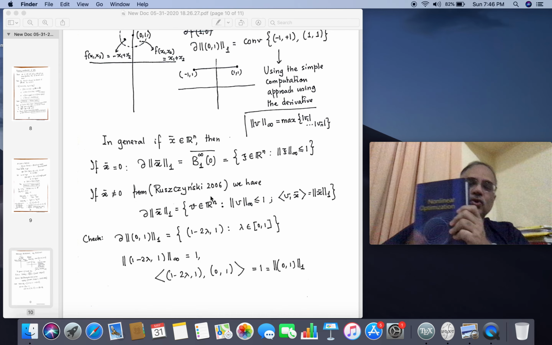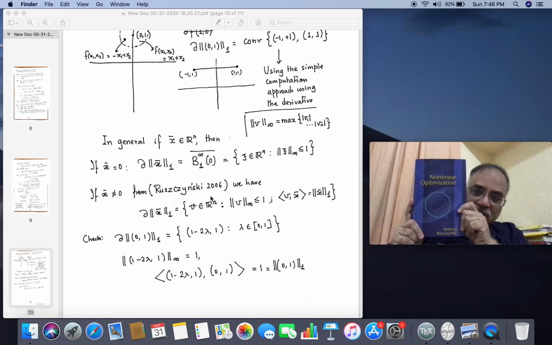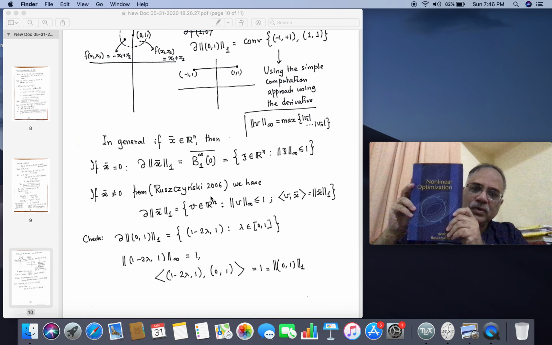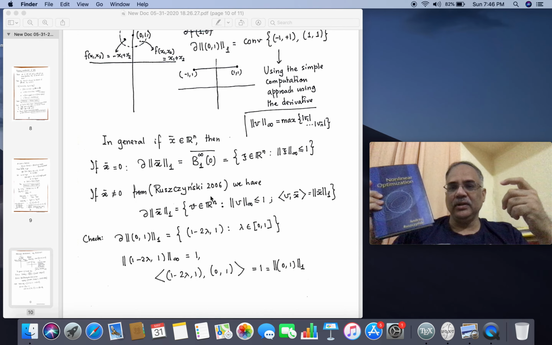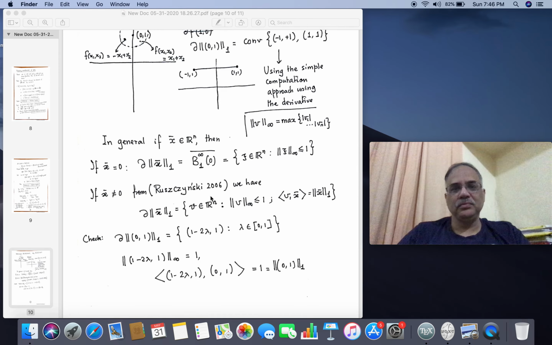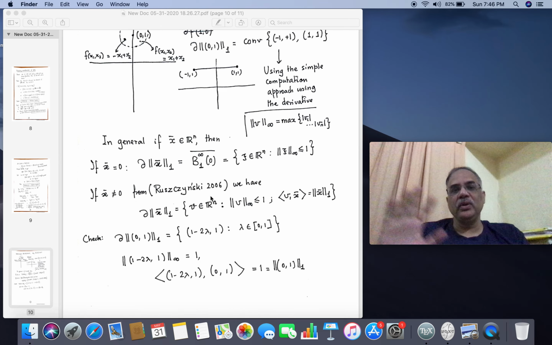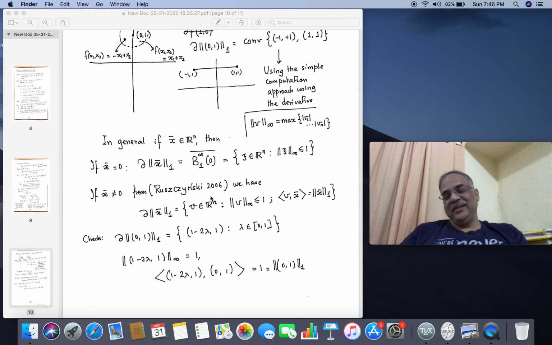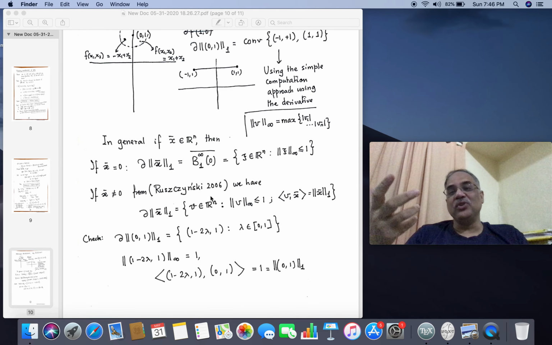Rockafellar's book has already been shown earlier. This is the book. It's a very good book. And Andrzej Ruszczyński is one of the world's experts in stochastic optimization. It's great to learn from such leading optimizers. Always go to the masters. In fact, there's a famous saying of Laplace: read Euler, he's the master of us all. Maybe I should say that to all students of optimization: read Rockafellar, he is the master of us all.